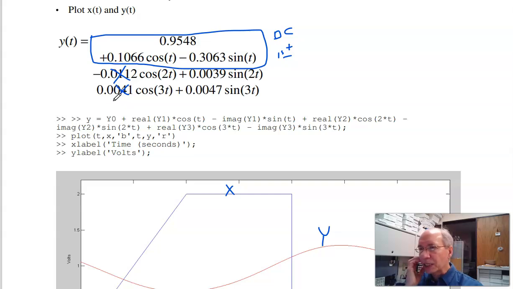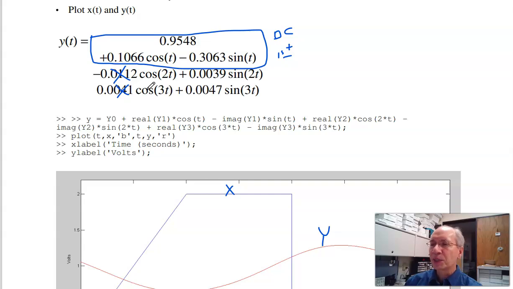And the reason for that is most signals, most X's, contain primarily low frequency terms. My filters typically are low-pass filters. They pass low frequencies, block high frequencies. Put the two together, the high frequencies tend to get filtered out. And that's what you're going to do in electronics fairly often.